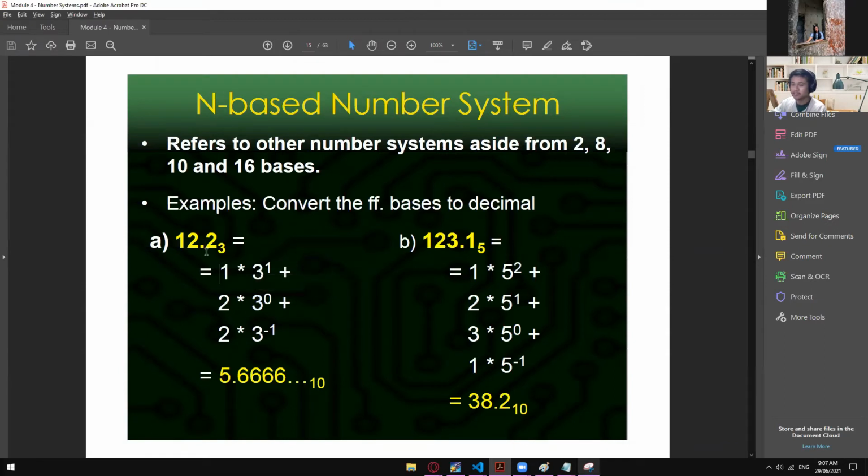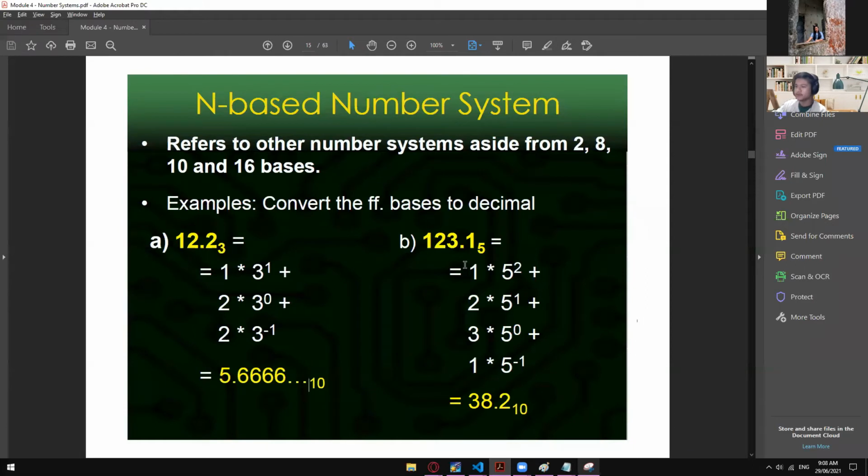So just arrange this one from top to bottom. So 1, 2, 2, and then our multiplier is 3. So times 3 times 3 times 3. And then this one is starting from the decimal. So we have -1, and then this one is 0, followed by 1. And then just do the math using your calculator. You will get 5.6666 base 10.